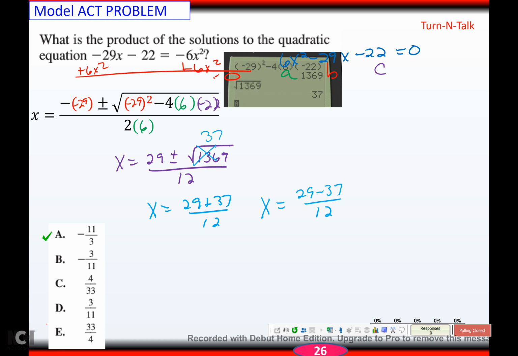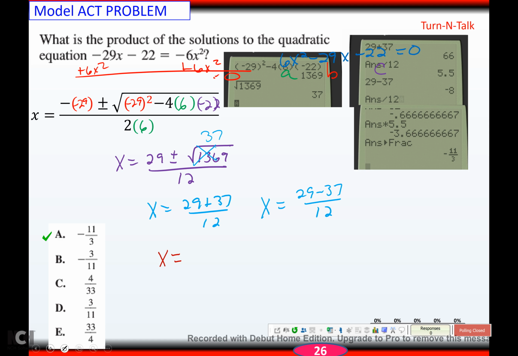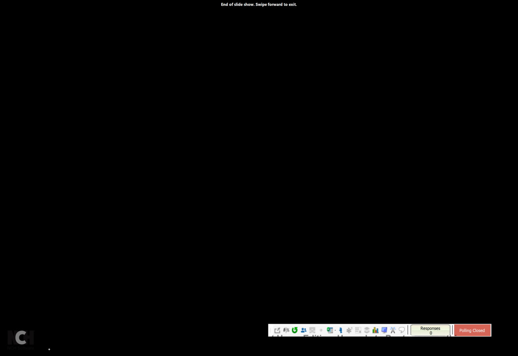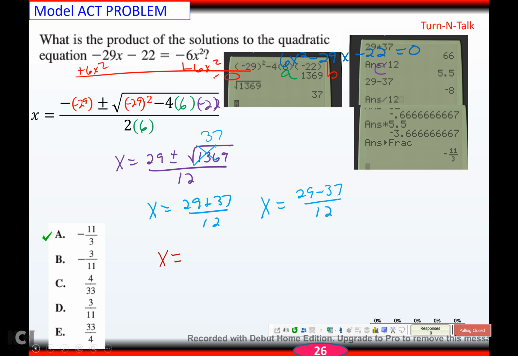Well, 29 plus 37 is, I don't know, x equals, I've already simplified it for whatever reason. Oh, I think I typed it in. Oops. I don't know what I typed. Oh, okay, so there we go.